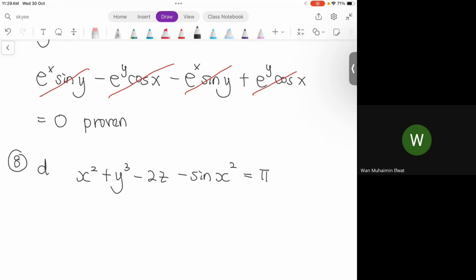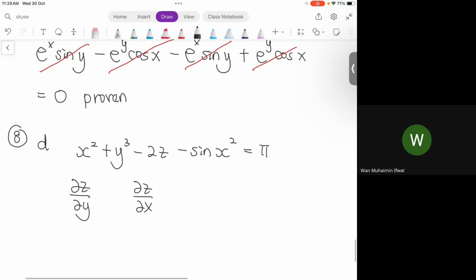Okay, so now you have to find del z del y and also del z del x. To find these two, maybe you will say that z is over here, I can just bring the others to the right hand side and then perform the differentiation as usual. Yes, you can do that. No problem. But here, I want you to solve this question by using the implicit.